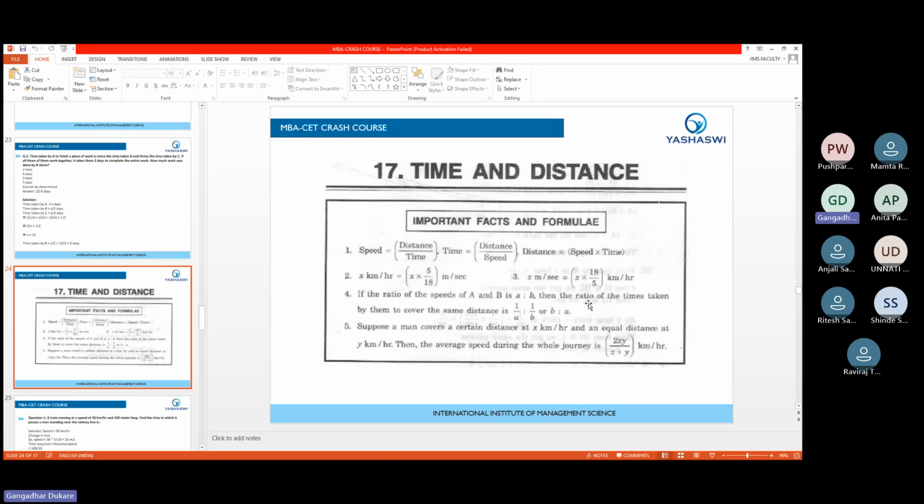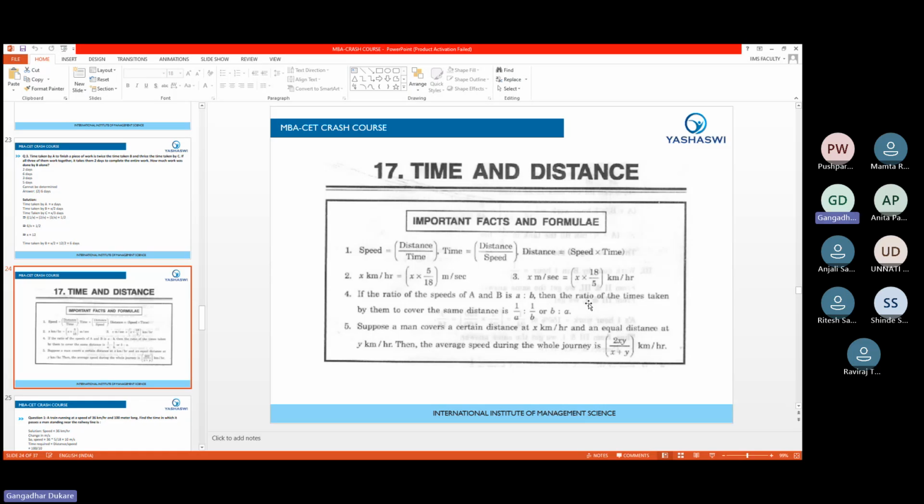Keep in mind for calculating speed, these are the formulas. When we go to meter per second, it is calculated by multiplying by 5 by 18. Now the ratio: the ratio of speed of A and B is A to B. The ratio of the time taken by them to cover the same distance is 1 upon A to 1 upon B, or B by A.